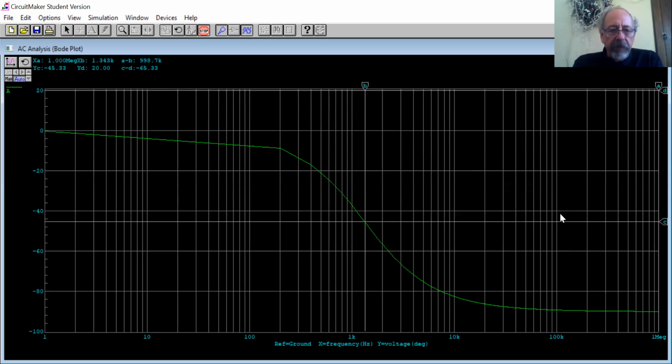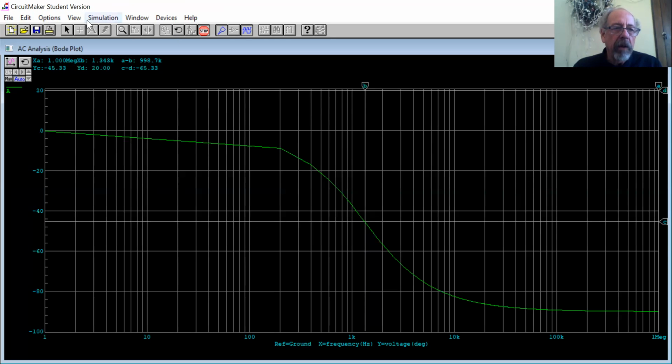At low frequencies, the effect of the capacitor is minimal. There's hardly any phase shift. At high frequencies, the capacitor predominates, and there's a large phase shift. That is the phase shift between the input and output of the circuit.